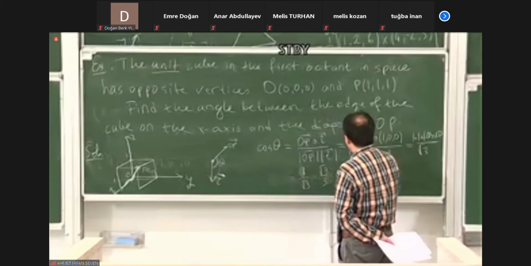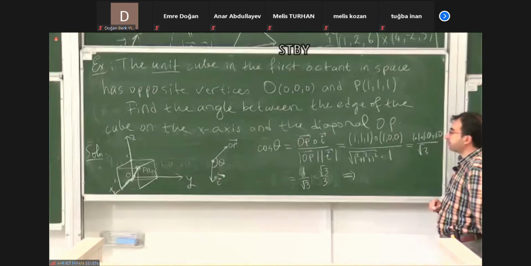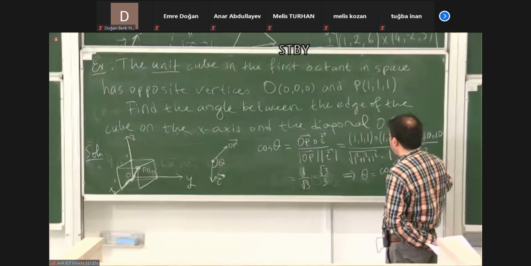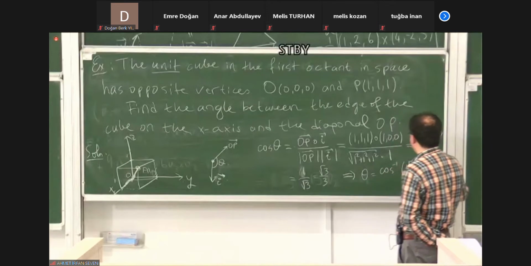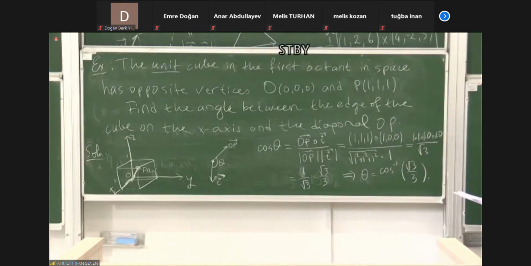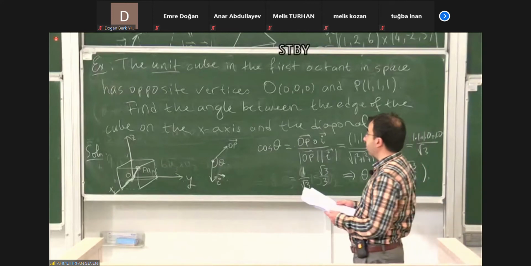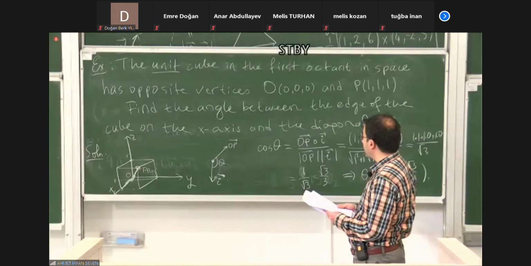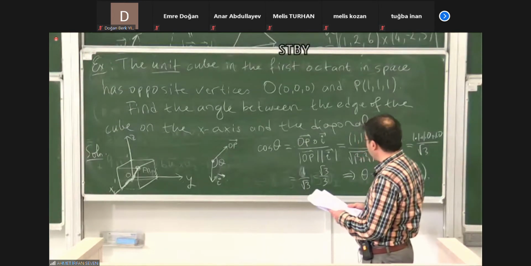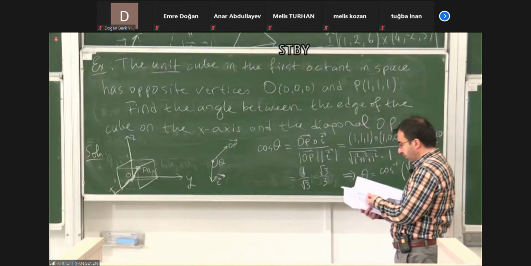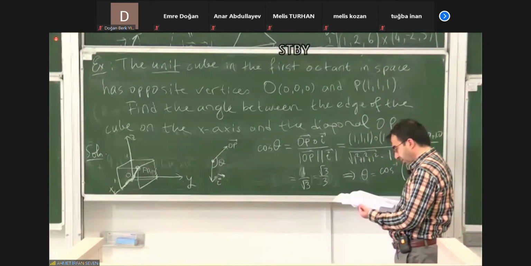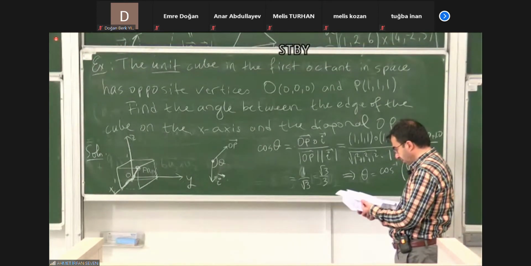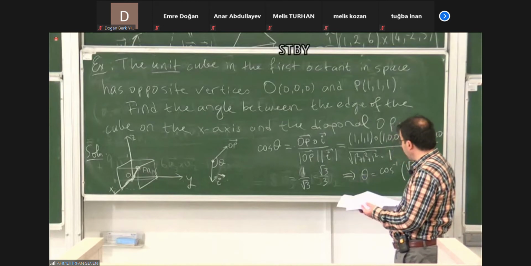So theta will be equal to cosine inverse of 1 over square root 3. All right, I hope there is not anything wrong in here. Yeah, cosine theta is this product.